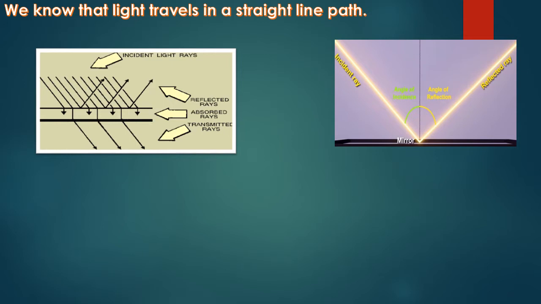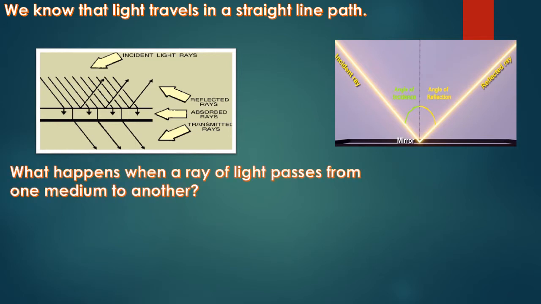So the rectilinear propagation of light is true as long as the light rays are traveling in the same medium or the same substance having the same density throughout. Now what happens when light rays pass from one transparent medium to another? Let us understand it through the coming slides.